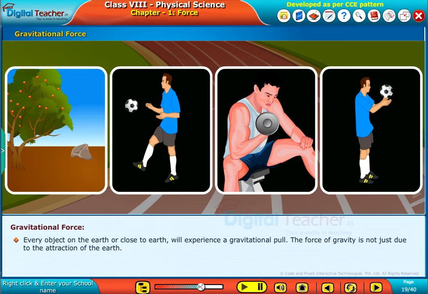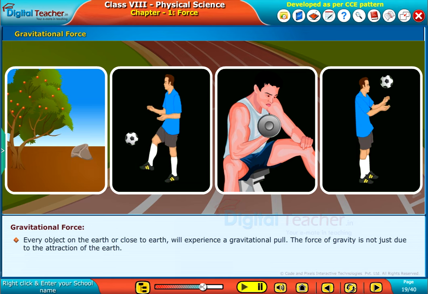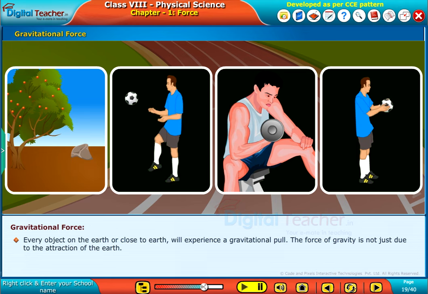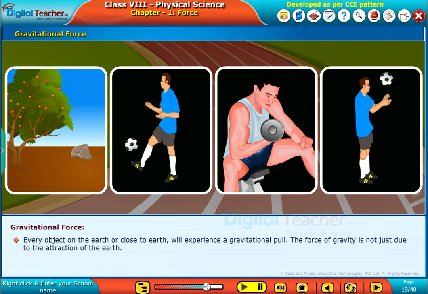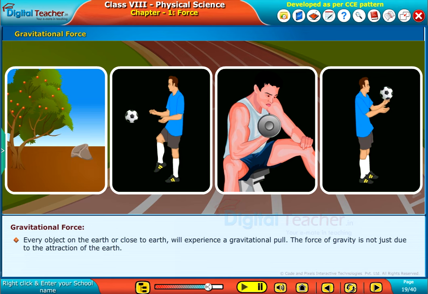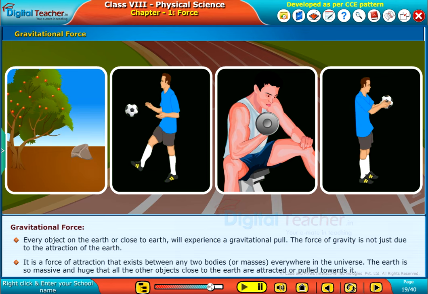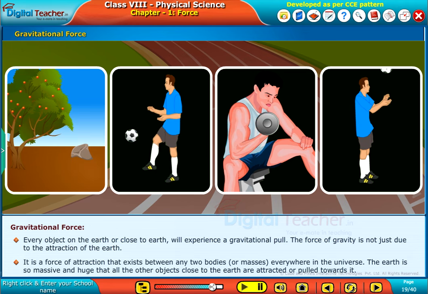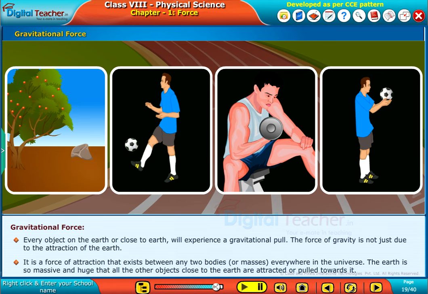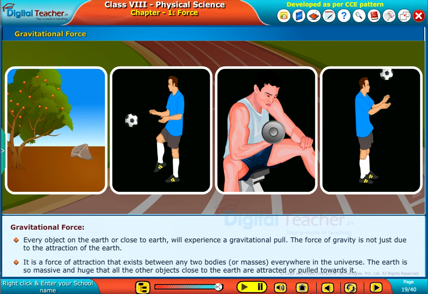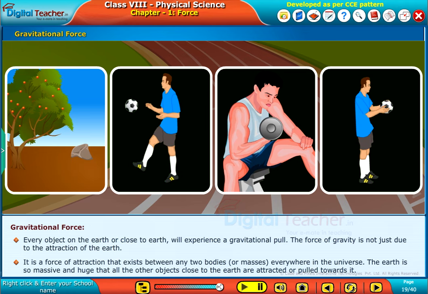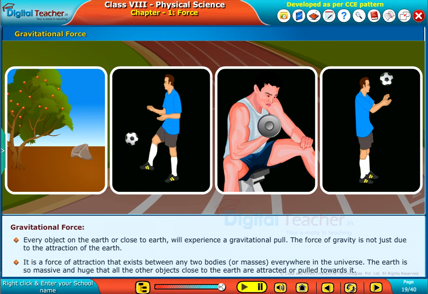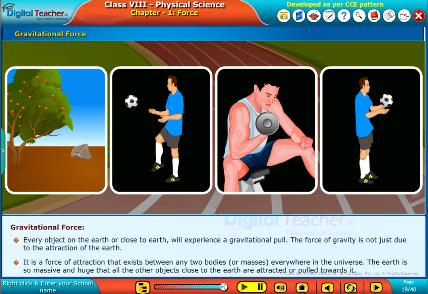Every object on the earth or close to earth will experience a gravitational pull. The force of gravity is not just due to the attraction of the earth. It is a force of attraction that exists between any two bodies or masses everywhere in the universe. The earth is so massive and huge that all the other objects close to the earth are attracted or pulled towards it.